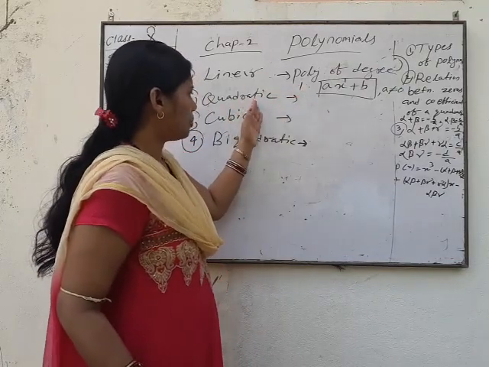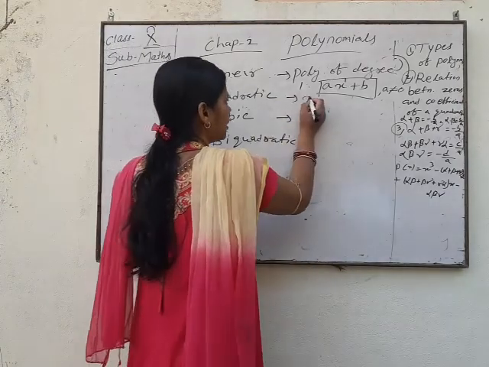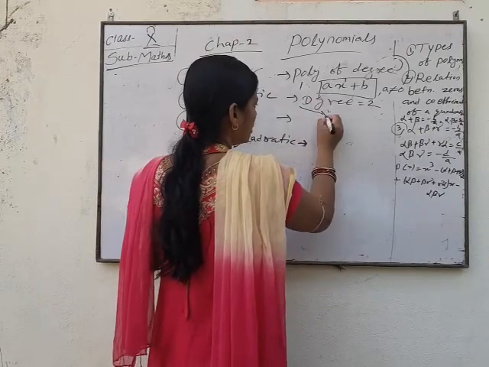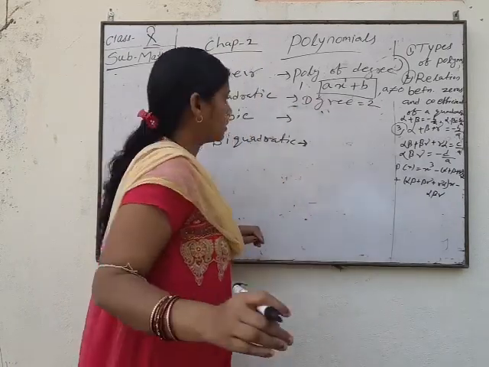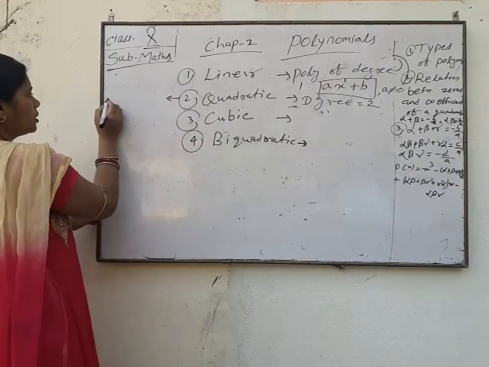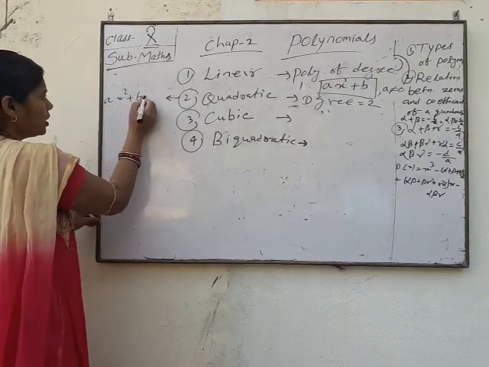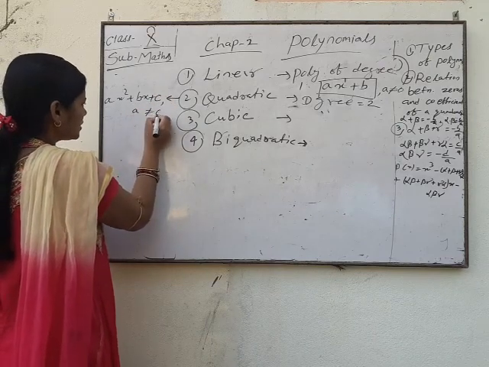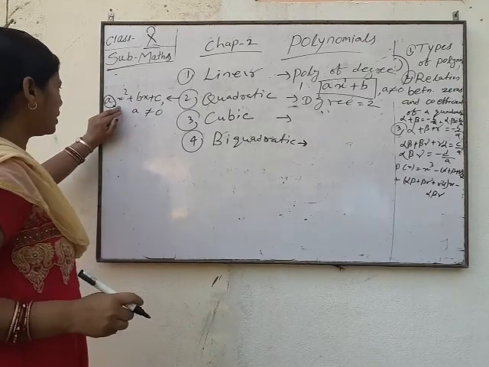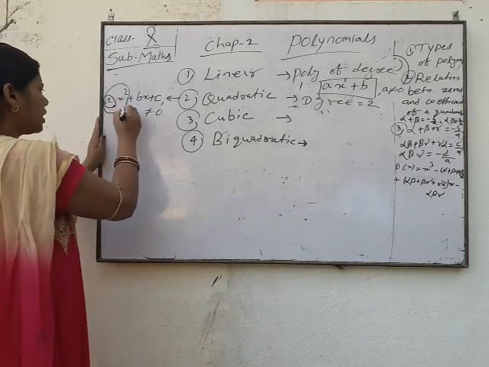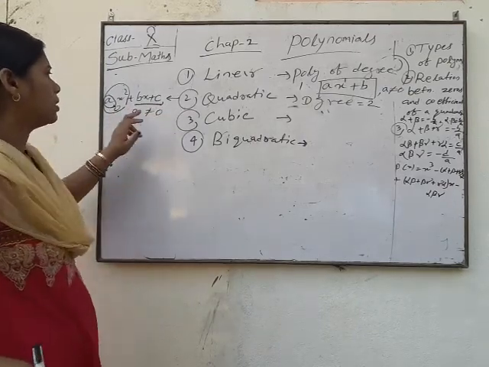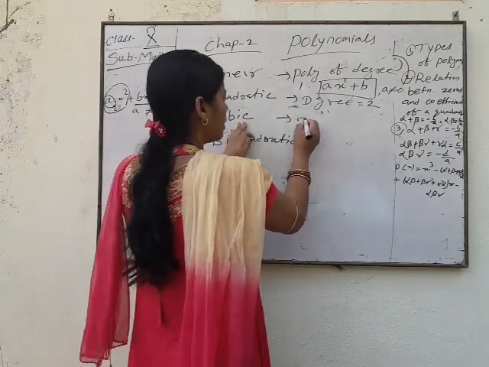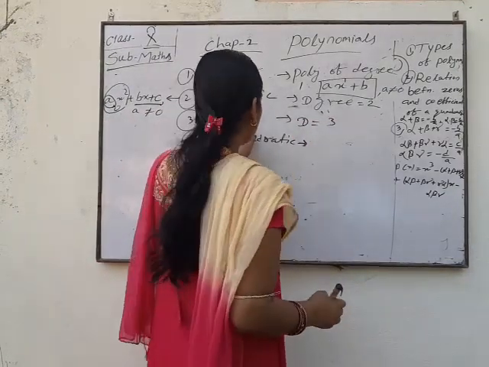Quadratic is the same as linear: a polynomial having degree 2. The form is ax square plus bx plus c, where a is not equal to 0. Because if a is 0, that term is 0, and then what is left is bx plus c, which is linear. So for cubic, the degree is 3. So what is the form?